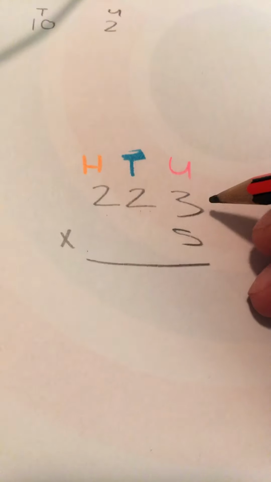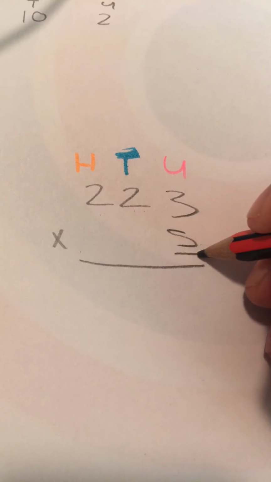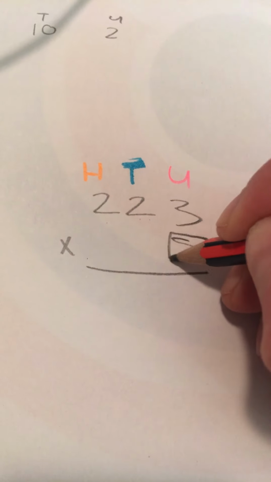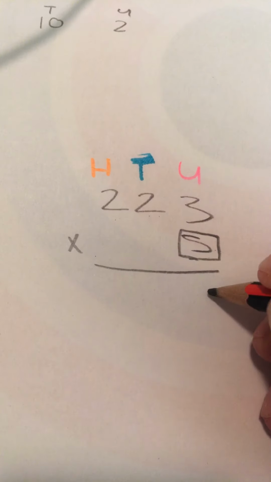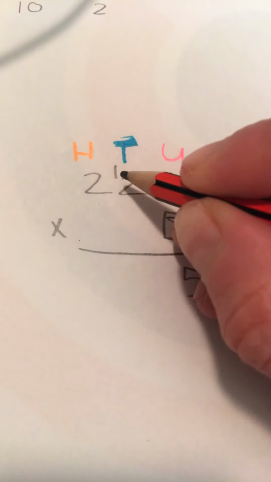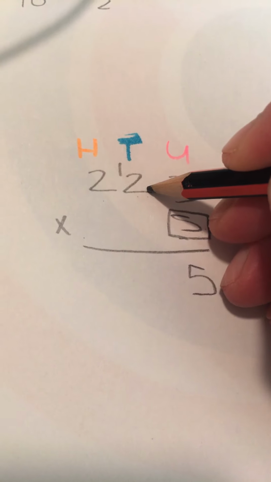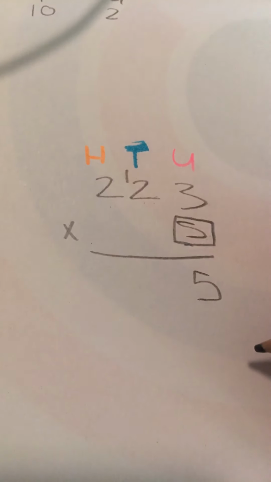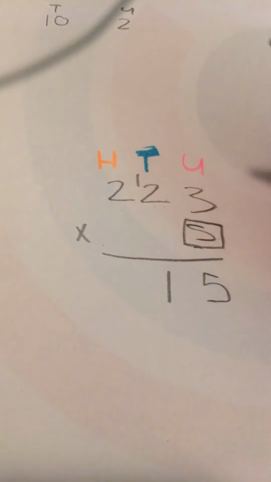First things first, the units. So 5 is the number that all of them get timesed with. 5 times 3 is 15. So make your 5 and carry the 1. Cool. Step 1 done, units. Now we move to the tens. 5 times 2 is 10. Plus another 1 is 11. Okay, that's the answer. So you put the 1 there and you carry the other one for 11.